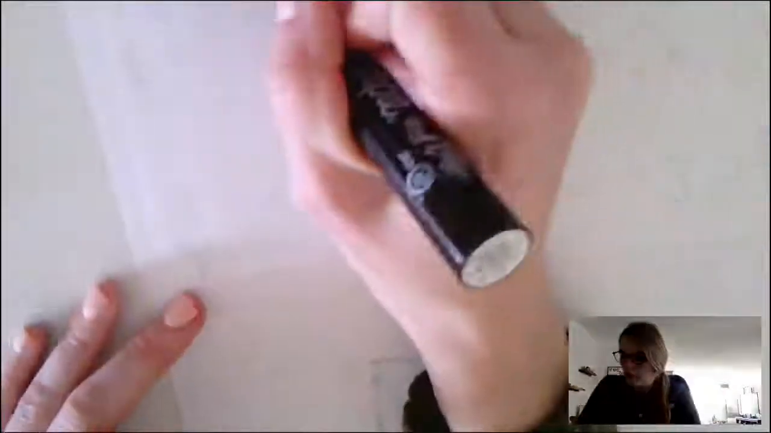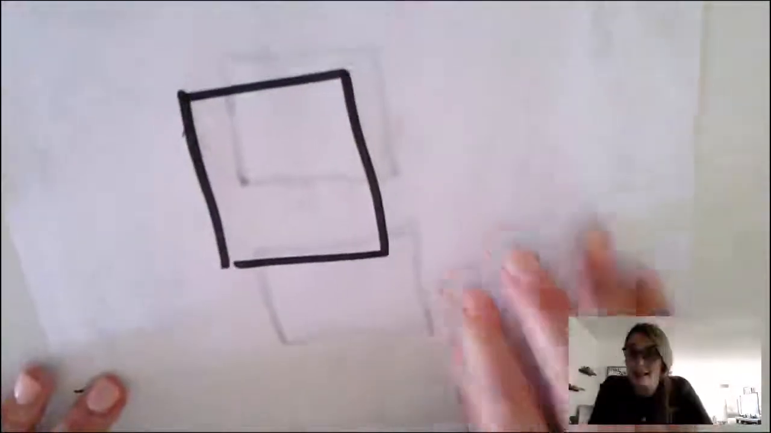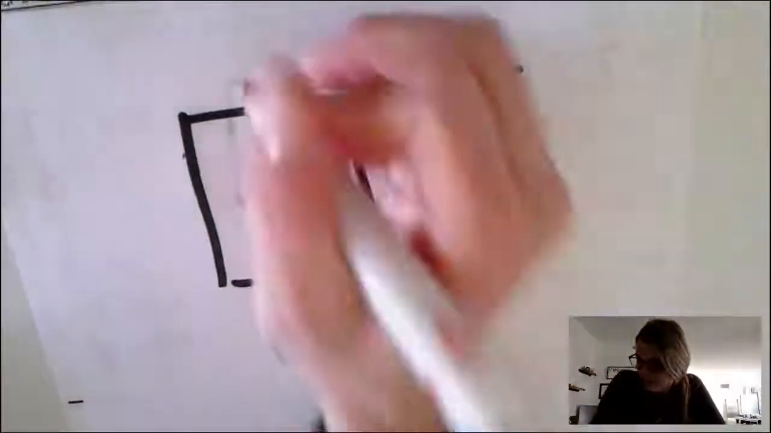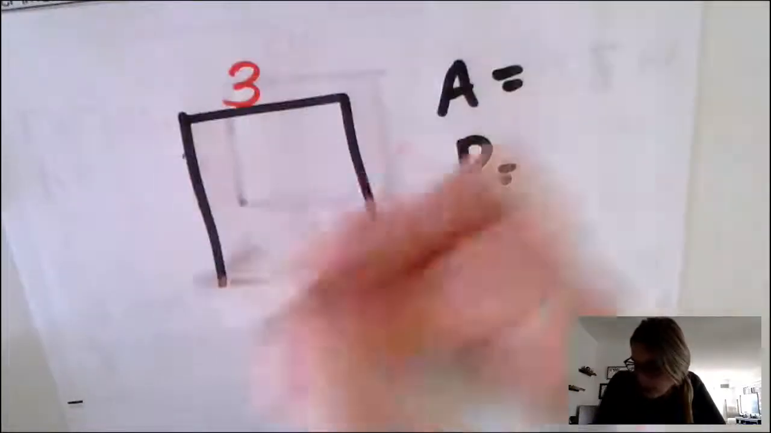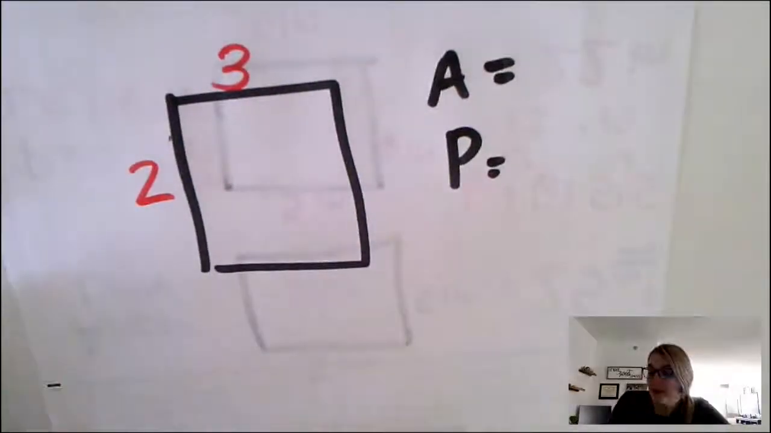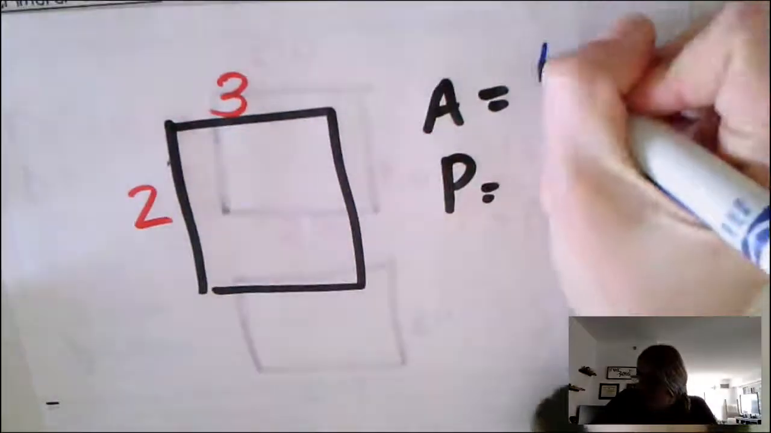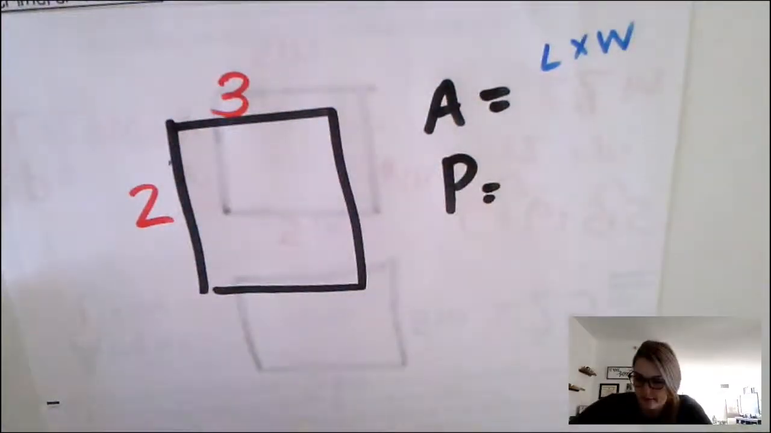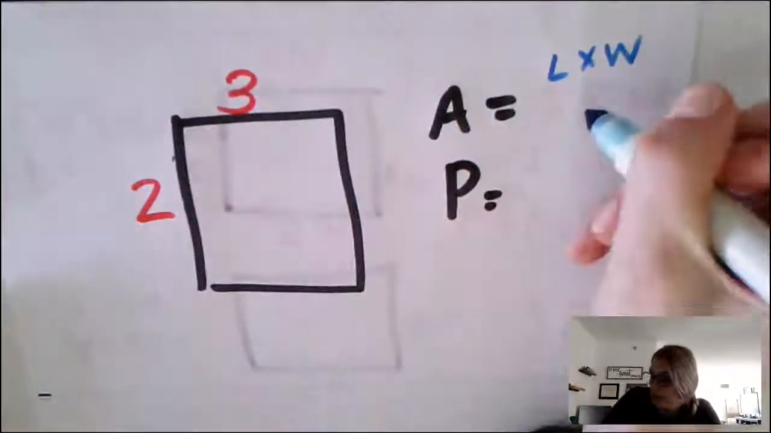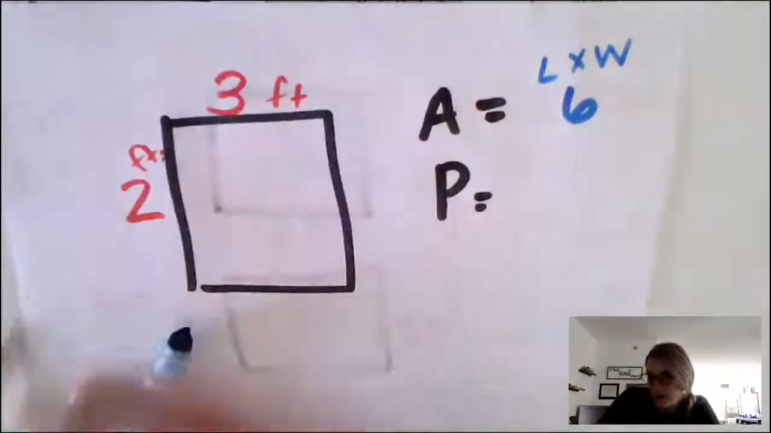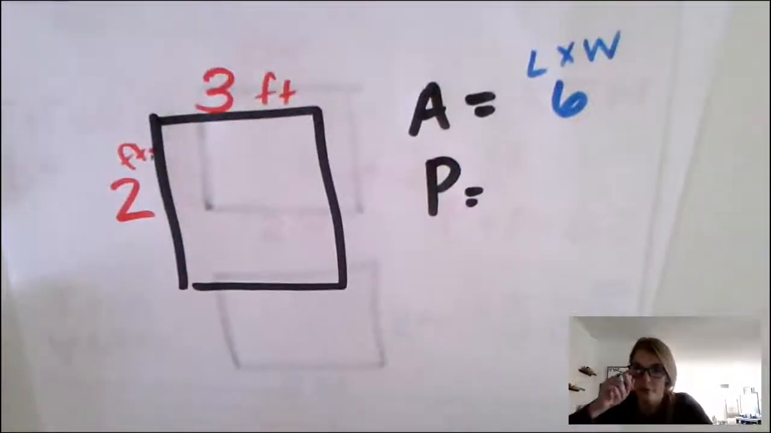What you're going to be seeing a lot of today is you are going to get a shape, and it's going to ask you to find the area, and it's going to ask you to find the perimeter. So let's try another one. If I'm just trying to find the area, all I'm doing is length times width. I'm multiplying these two sides together. Easy peasy. 3 times 2 is 6. Let's say we're working with feet. I need to add my units on the diagram.